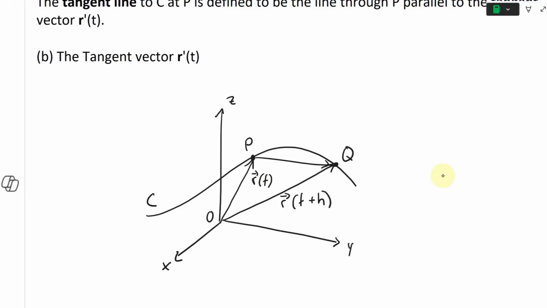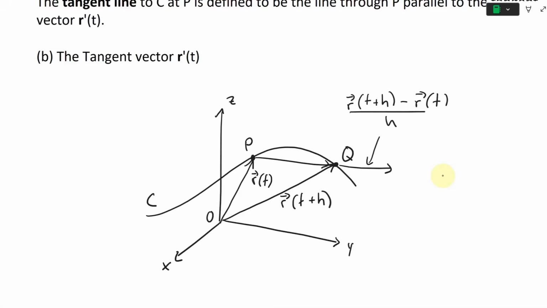And now what I'll do is draw across here. This is going to be our secant vector multiplied. So this right here is going to be the terms of the limit: r of t plus h minus r of t, divided by h. So it's the same direction as a secant vector, like that.